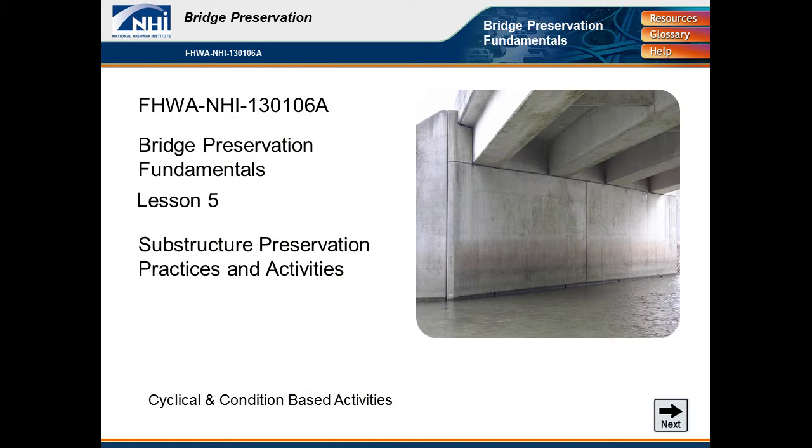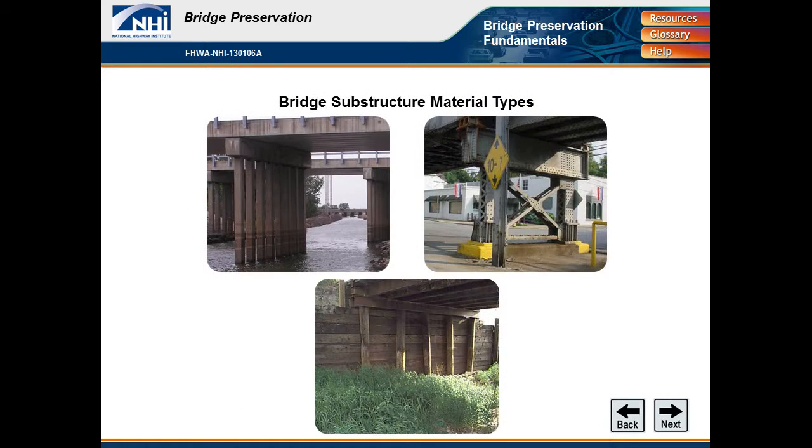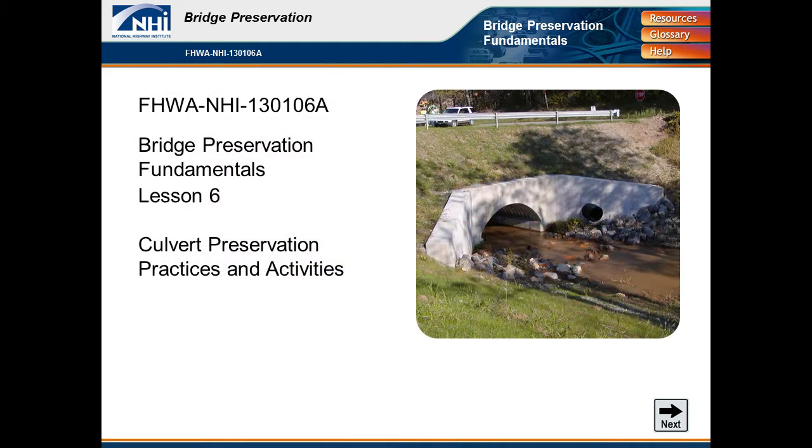We talk about substructure, same thing. Again, we talk about the different types, whether it's concrete, steel. We also talk about timber in there. Whatever your substructure type is, what are the activities that you can take from a preservation perspective, and what would you do routinely versus what would you do based on what you find when you're doing your bridge inspection program. Then the last one in terms of the bridge fundamentals is culverts, what you can do for preserving your culverts. So that's basically it for that first fundamentals course.